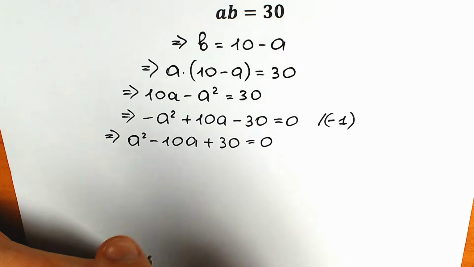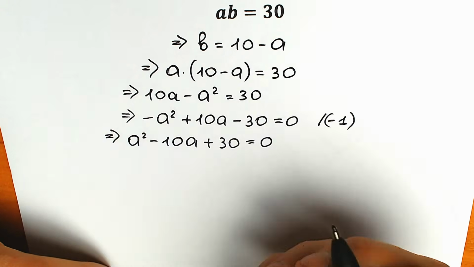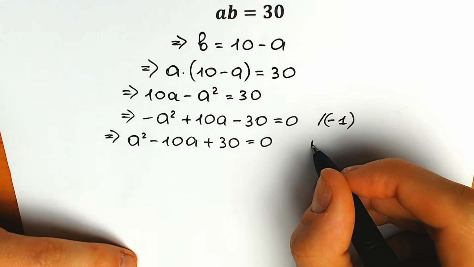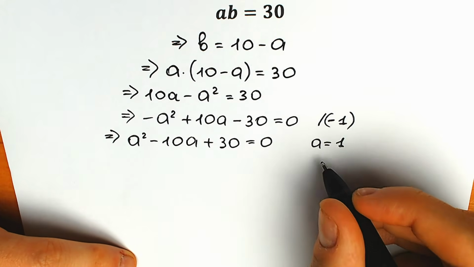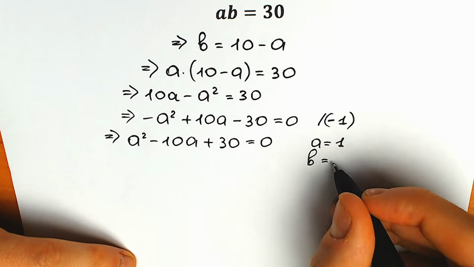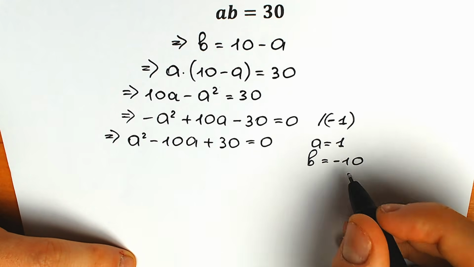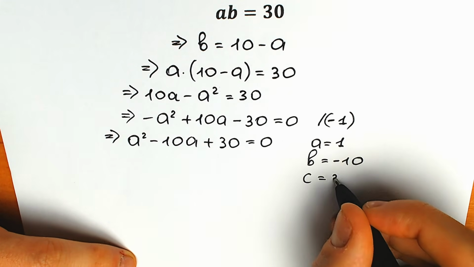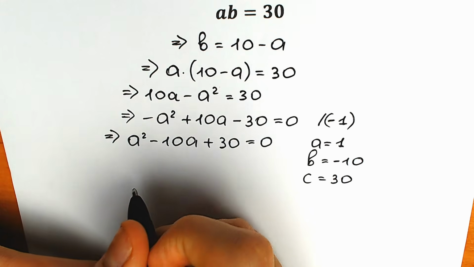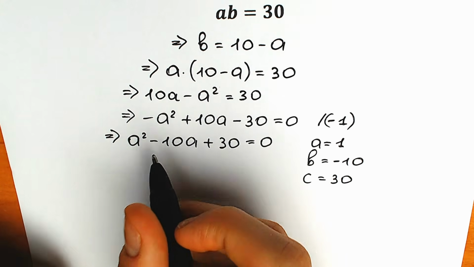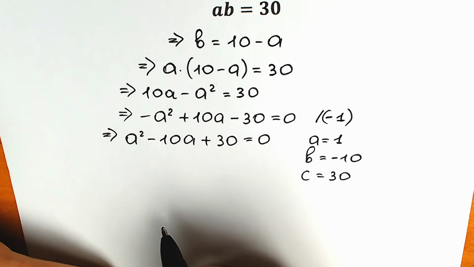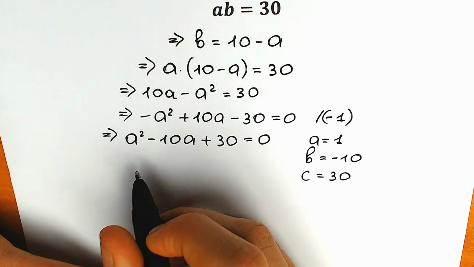Okay, what are we going to do next? Now let's write our coefficients quickly. a equal to 1, because this is a classic quadratic equation. b equal to minus 10. And c equal to 30. Now let's solve it for a first and a second, because this is a quadratic equation, which implies that we have two roots.